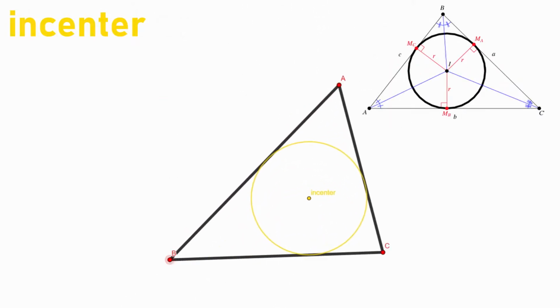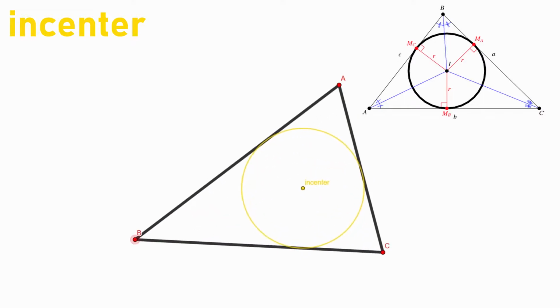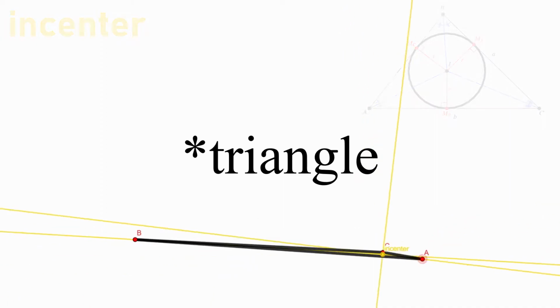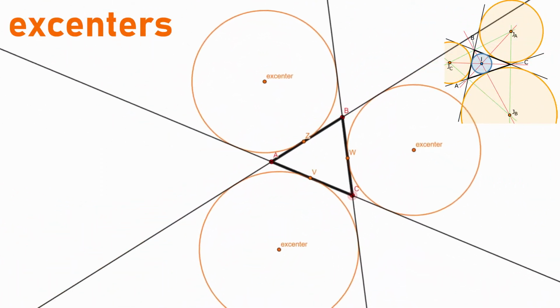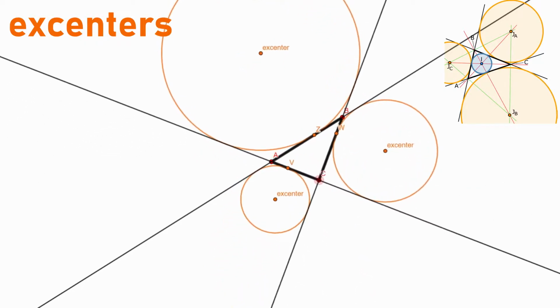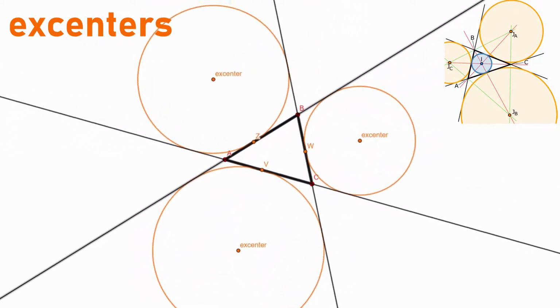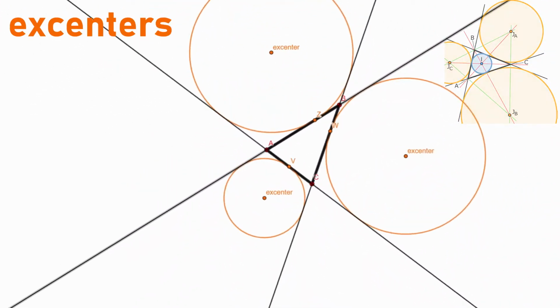Moving on to the incenter, which is the center of the incircle, which is tangent to all three sides. It is found at the intersection of the angle bisectors of the triangle. Related to the incenter, there are three excenters. The excenters are similar to the incenter, but the circles are inscribed outside of the triangle instead of the inside. Although by definition they are not triangle centers, they are worth mentioning.